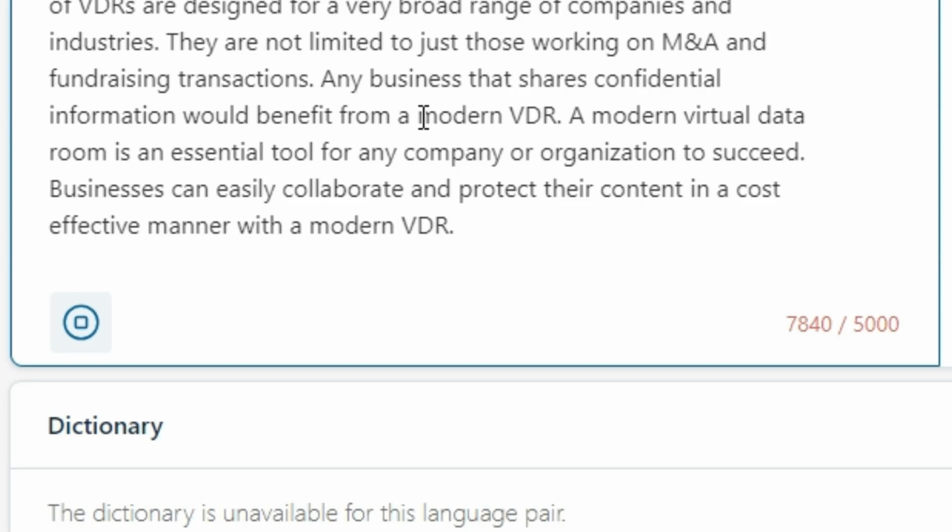Any business that shares confidential information would benefit from a modern VDR. A modern virtual data room is an essential tool for any company or organization to succeed. Businesses can easily collaborate and protect their content in a cost-effective manner with a modern VDR.